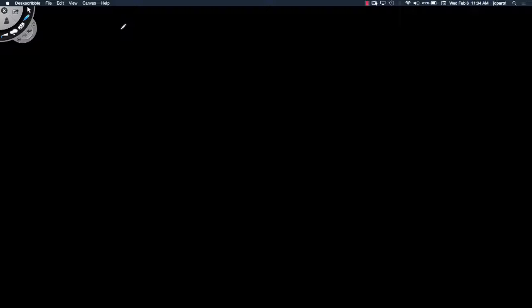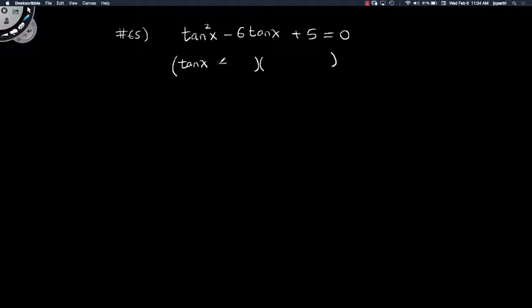What's one that you want to do that you don't know? All right, 65. Oh man, taking the whole thing with 10 tan squared x minus 6 tan x plus 5 equals 0. And it says to use the equation in the interval 0 to 2 pi. So this factors. This is 10x minus 5.